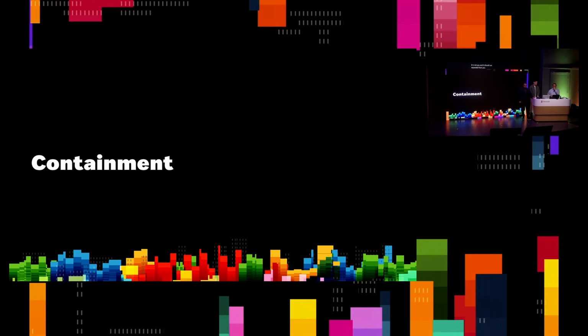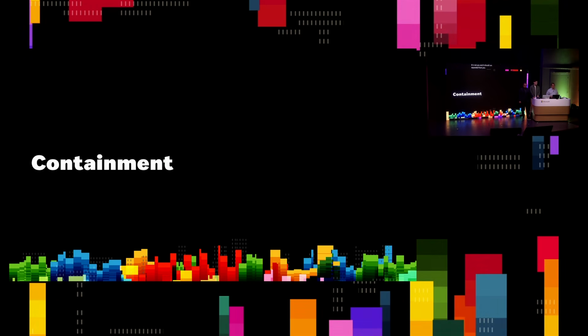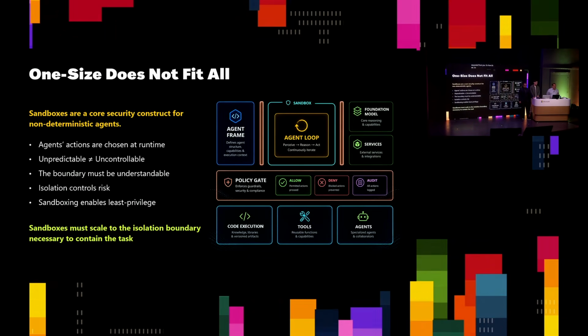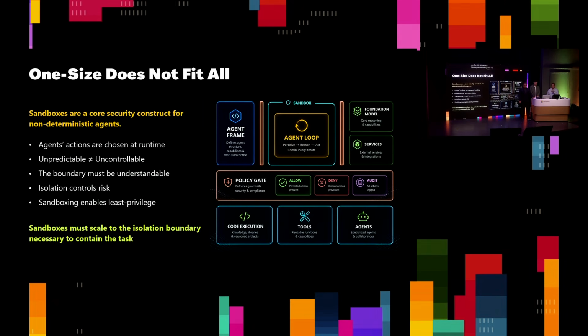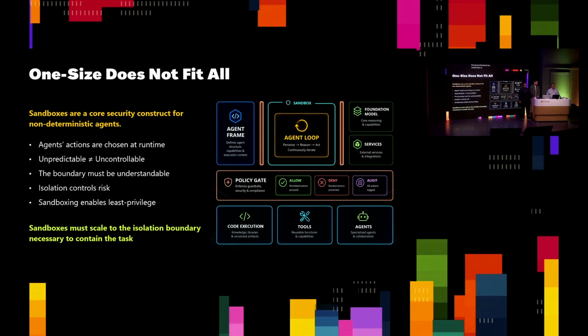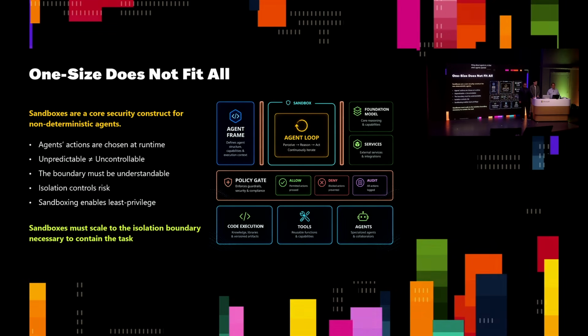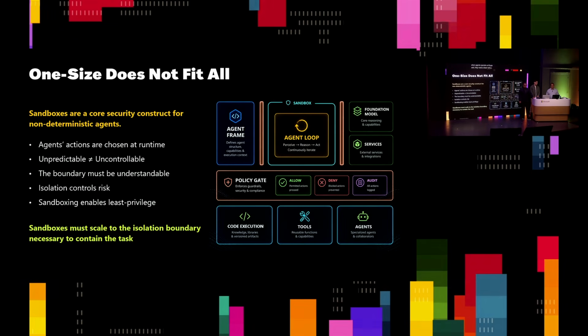So after agent identity, the next thing that Kirupa introduced was containment. A really important thing about agents is that when agents operate, as Kirupa said, they need a blast radius, the things that they can accomplish. What's really important for us to understand is that agents are non-deterministic.